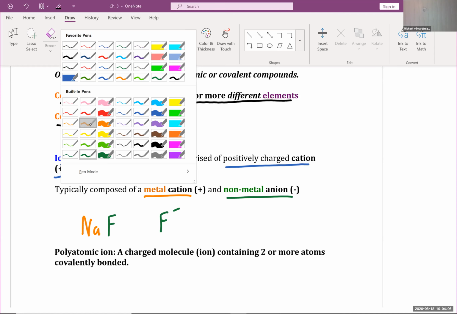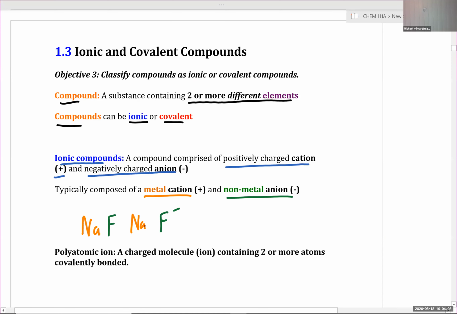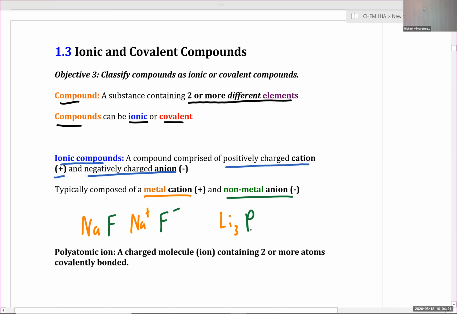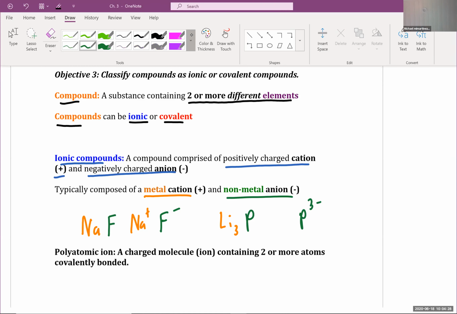One thing to note is that this ratio doesn't need to be 1-to-1. You can have compounds like lithium phosphide, in which there is an unequal number of cations and anions, and that's because the cation and anion have a different charge.